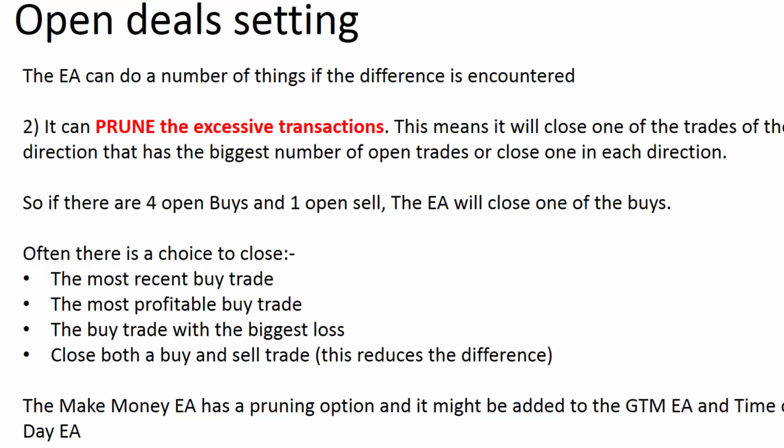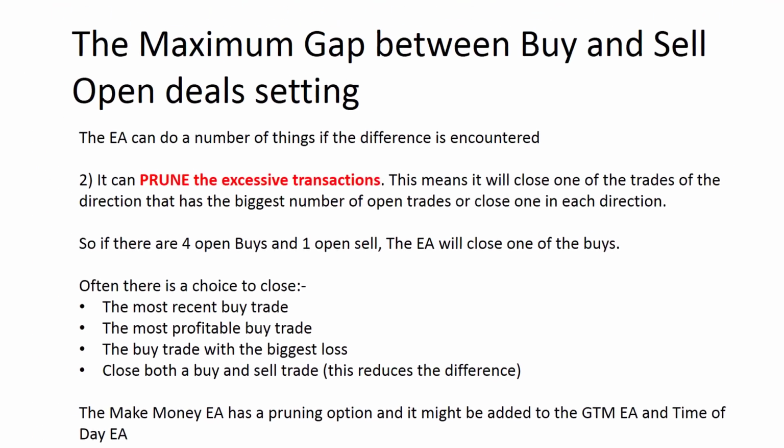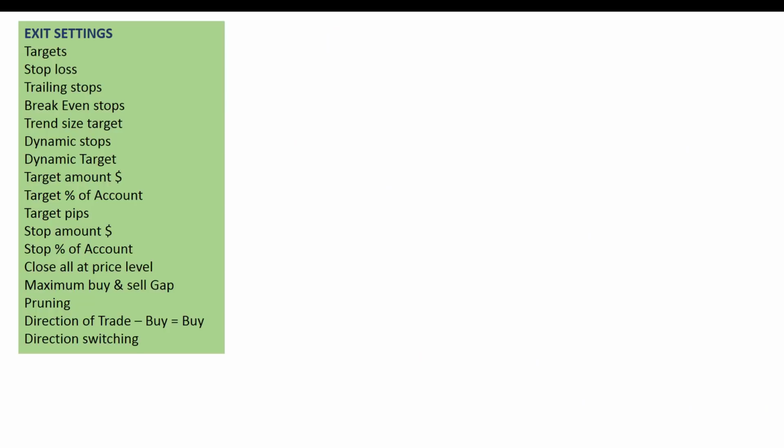A lot of people do pruning on a manual basis. We're now automating this. There is already a pruning activity open on the Make Money EA, and there is also one that effectively is working on the time of day EA. We are going to be adding the pruning activity to the GTM. Yeah, but you can see the value of these transactions. They protect EAs that are sideways market type of EAs, because if there's suddenly a runaway, it stops opening trades in the wrong direction. Now, there are lots of settings that I will cover in future videos.